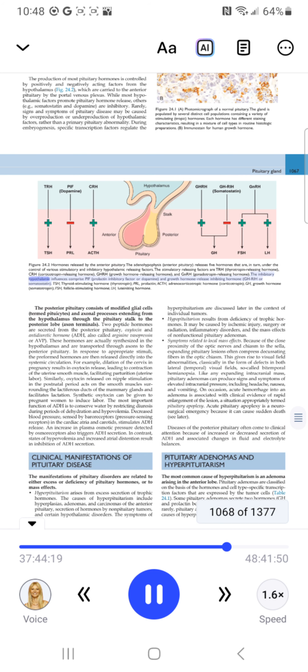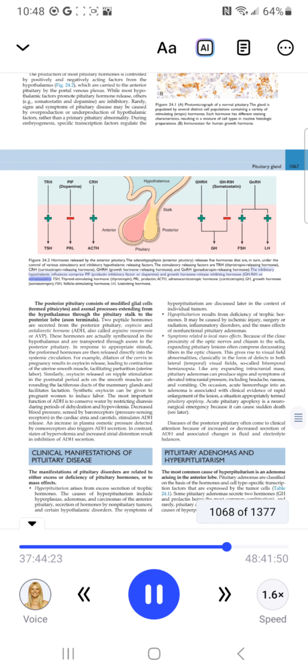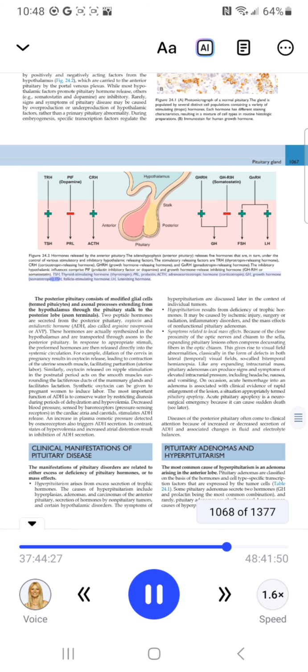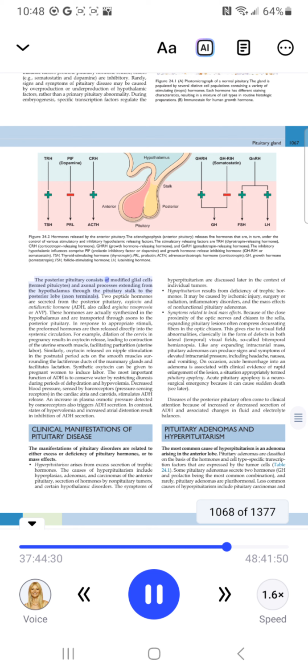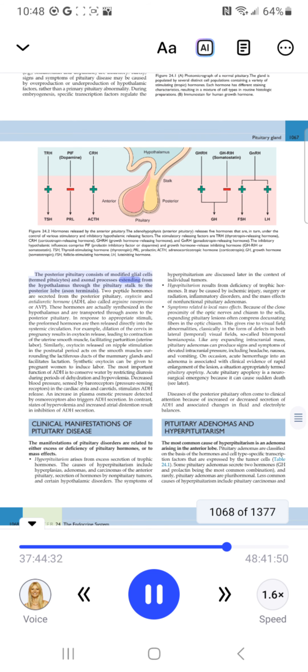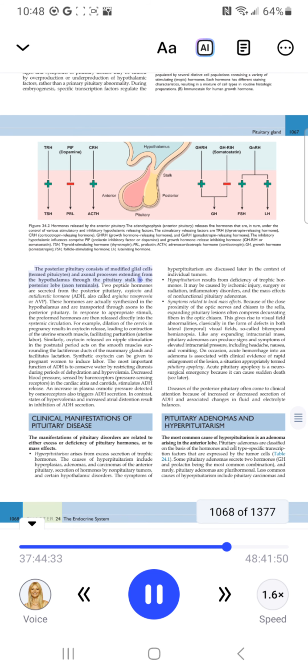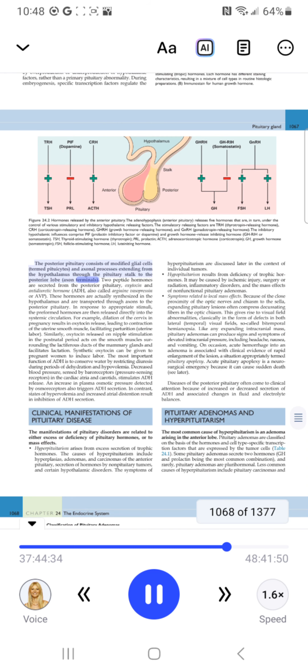The inhibitory hypothalamic influences comprise PIF (prolactin inhibitory factor, or dopamine) and growth hormone release inhibiting hormone, GHRIH, or somatostatin. The pituitary hormones are TSH (thyroid stimulating hormone, thyrotropin), PRL (prolactin), ACTH (adrenocorticotropic hormone, corticotropin), GH (growth hormone, somatotropin), FSH (follicle stimulating hormone), and LH (luteinizing hormone). The posterior pituitary consists of modified glial cells termed pituicytes and axonal processes extending from the hypothalamus through the pituitary stalk to the posterior lobe axon terminals.